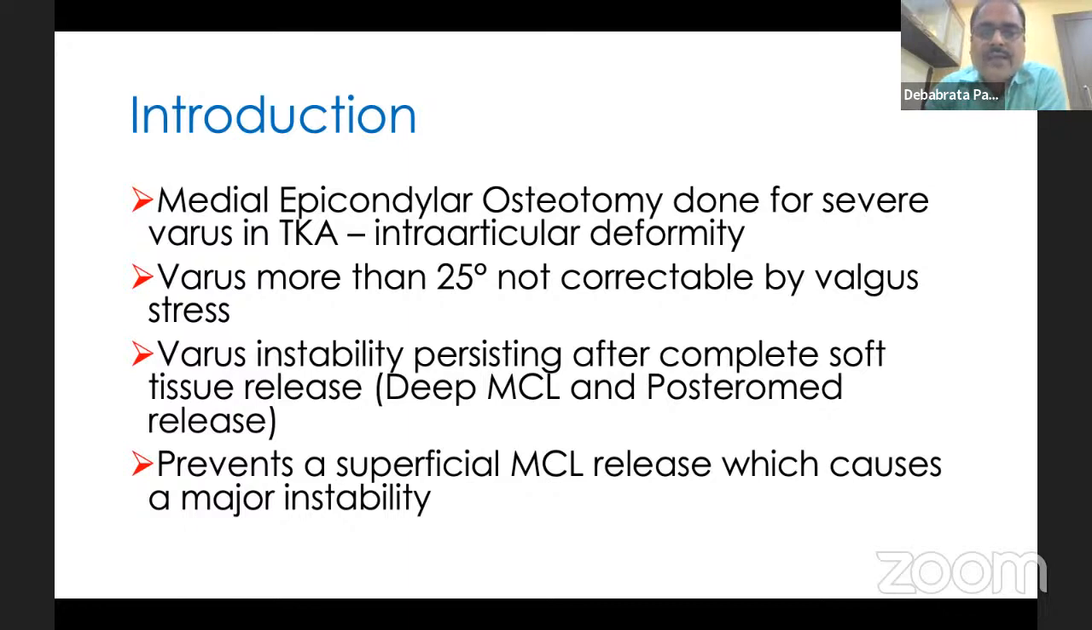So any varus instability persisting after complete soft tissue release, as Dr. Rajeev had shown, that the proximal part of the tibia and the posteromedial part is released, the deep MCL and the posteromedial structures are released, and still we have some amount of instability, lateral opening up, and then we may need a medial epicondylar osteotomy. It prevents a superficial medial collateral release, which can lead to a major instability.